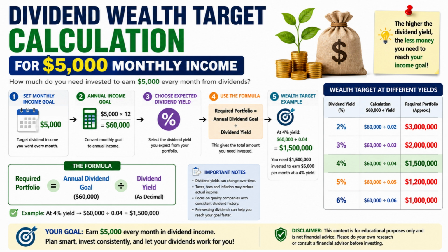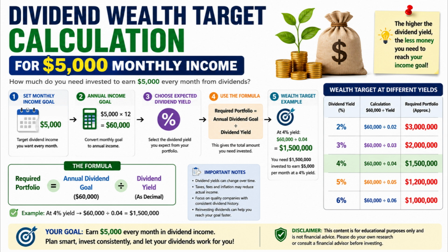First, we set the monthly income goal. Here, the target is $5,000 per month. In other words, the goal is to create a dividend portfolio that pays $5,000 each month as passive income. Next, we convert that monthly target into an annual income goal, because dividend yield is usually measured on a yearly basis. To do that, we multiply $5,000 by 12 months. As a result, the annual dividend income goal becomes $60,000 per year.